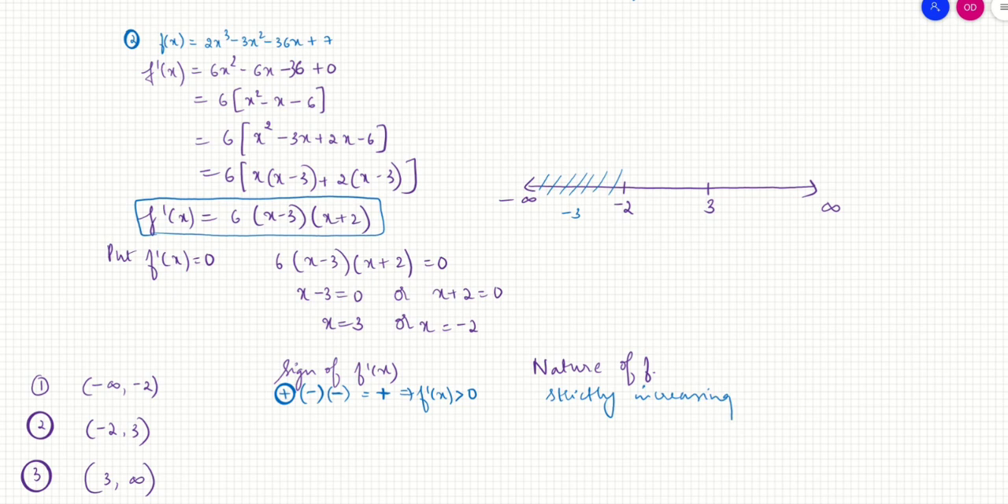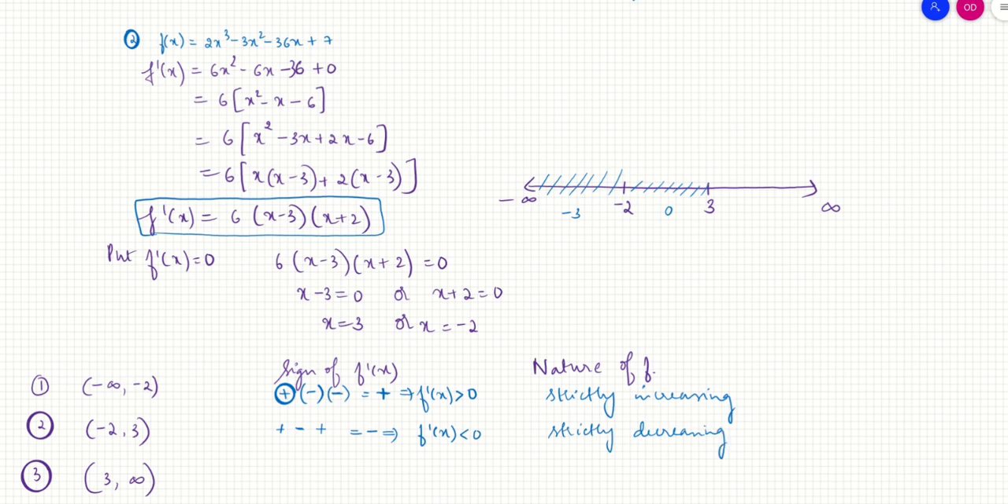Now let's consider the second interval, minus 2 to 3. Let's take any number in this interval. I'll take 0. So if we take 0, 6 is however positive. 0 minus 3 will give me negative. 0 plus 2 will give me positive. So positive into negative is negative. Negative into positive is negative. This implies that f dash of x is strictly less than 0. So we get the nature of f to be strictly decreasing.